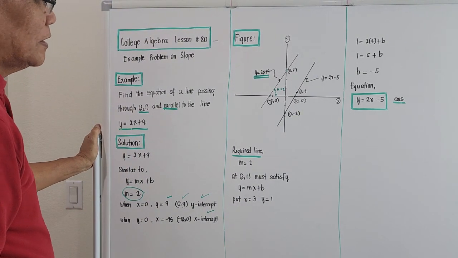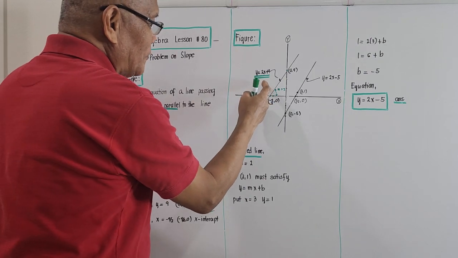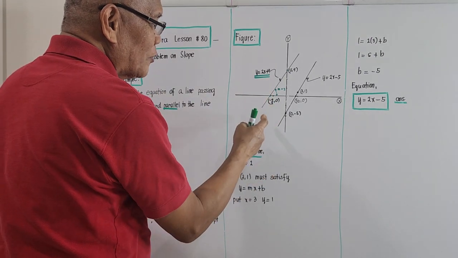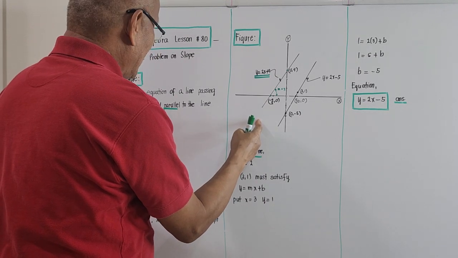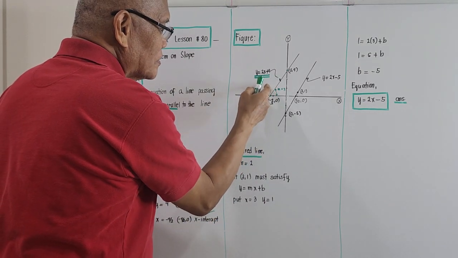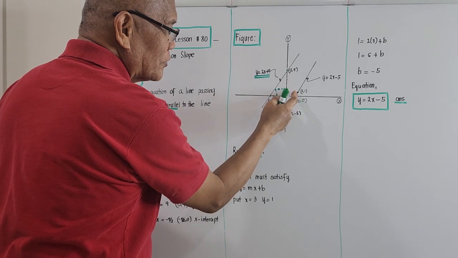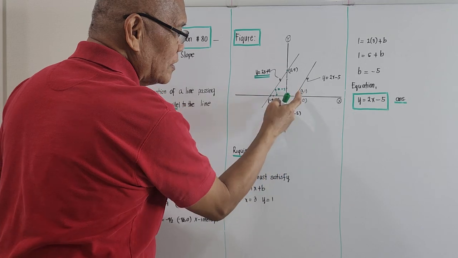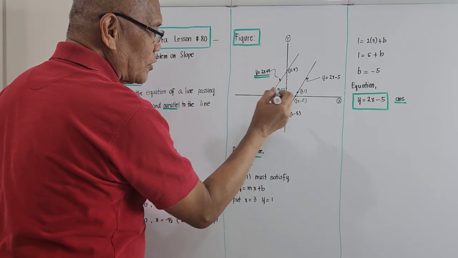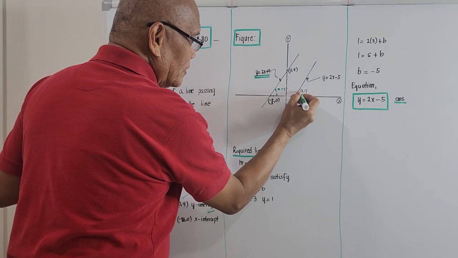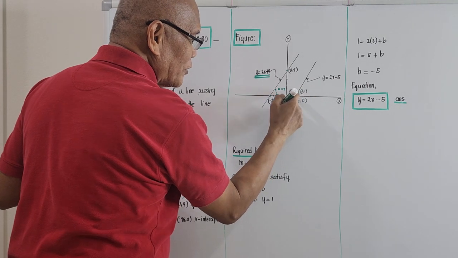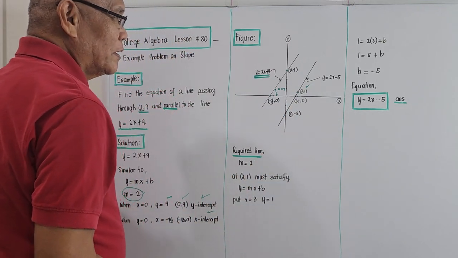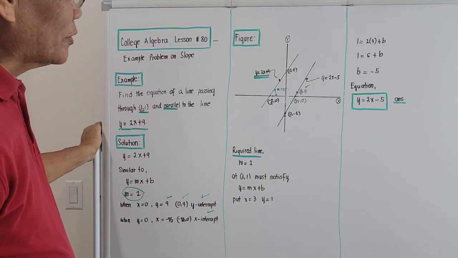What will be next? After plotting the given line, the problem says we will find the equation of a line which is parallel to this and passes through the point 3 and 1. This is 3 and this is 1. So this is the required point. Meaning the line passes through this point here, and the coordinates of that one is actually 3 and 1. Right? So how could we solve for the equation?